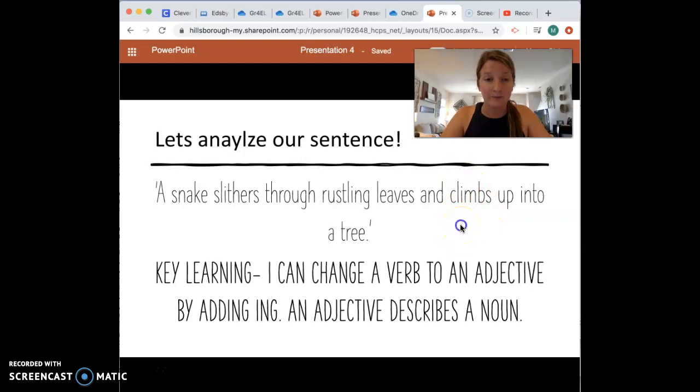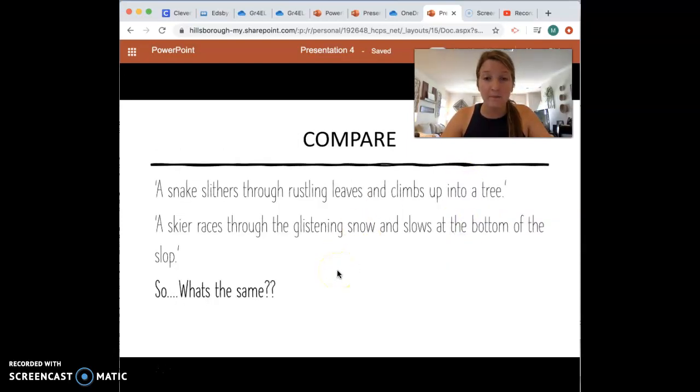All right, so we have a new sentence today, and what we're going to do right now is we are going to compare both sentences.